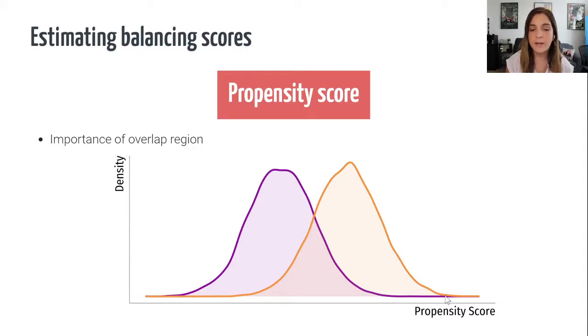And in the same sense, probably I won't be able to find very good matches for the treatment units over here, because there are really no control units that have such high propensity scores. So in that sense, again, my analysis will be limited to the overlap region, basically where I can find both treatment and control units with a similar propensity score.